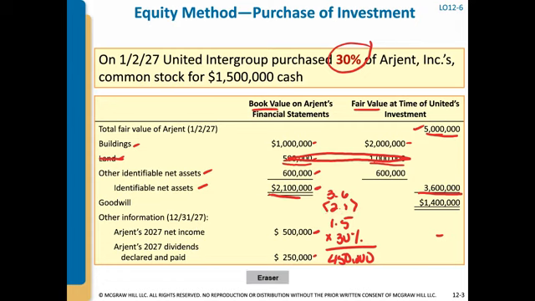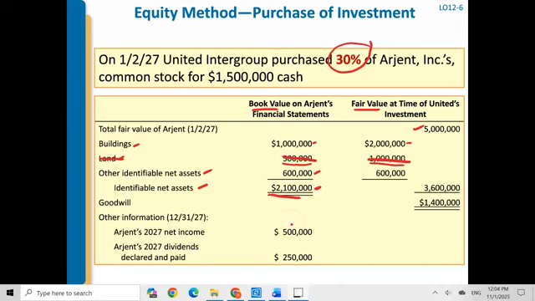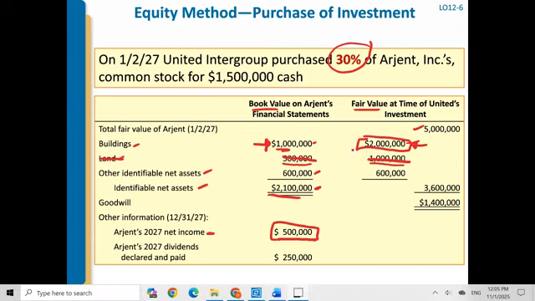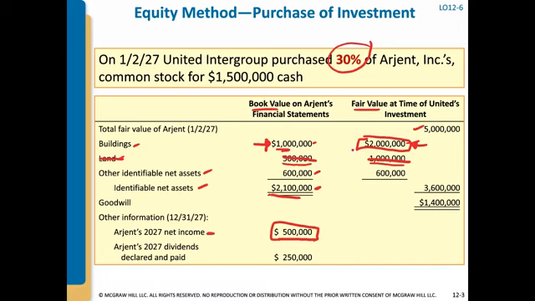And what happens is, let me erase this once again. When we look at Argent's net income for 2027, it was $500,000. Included in that net income was depreciation expense for this $1 million building. That depreciation expense was based on this book value. What we want to do is calculate the depreciation expense as if the building had actually been written up to its fair value of $2 million.